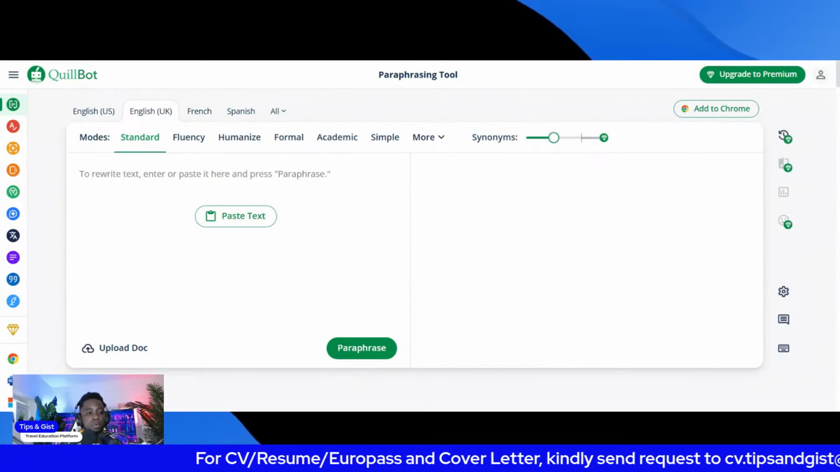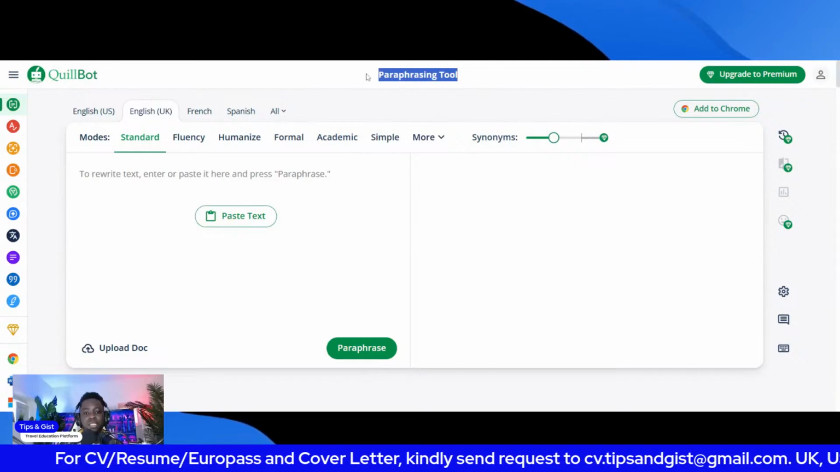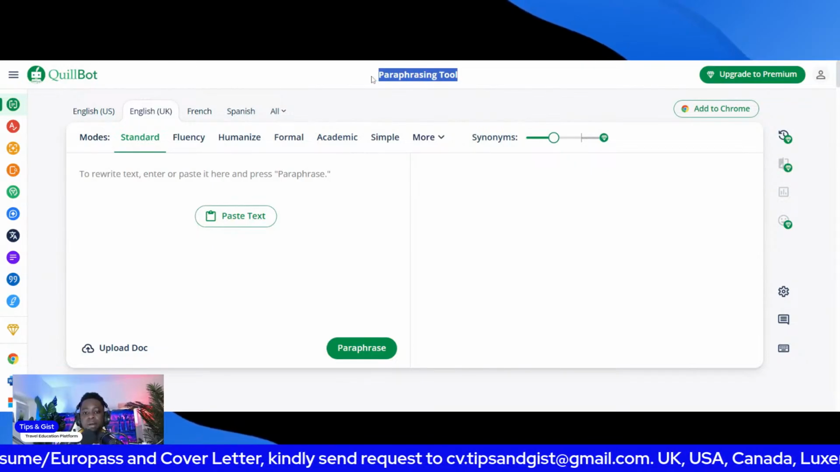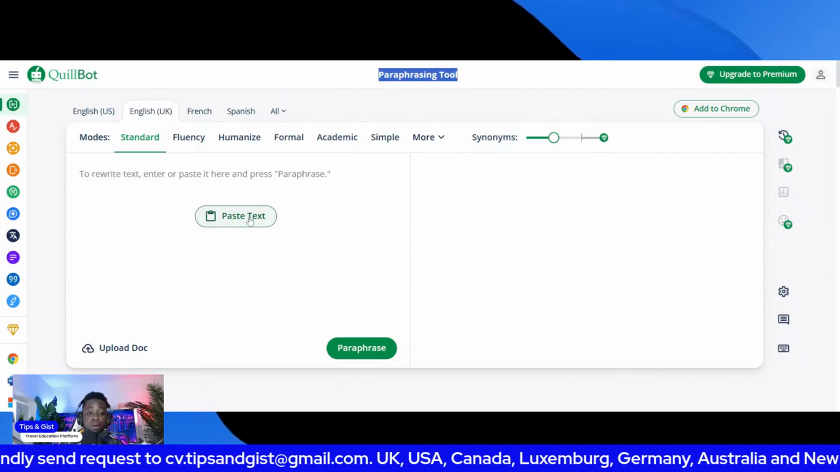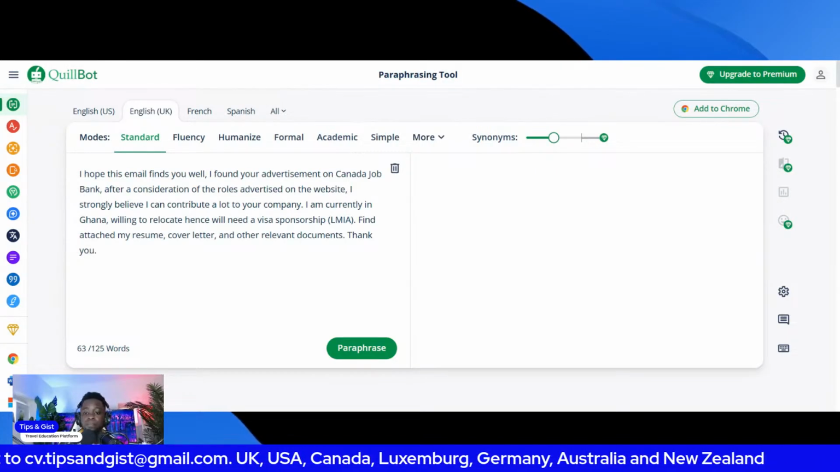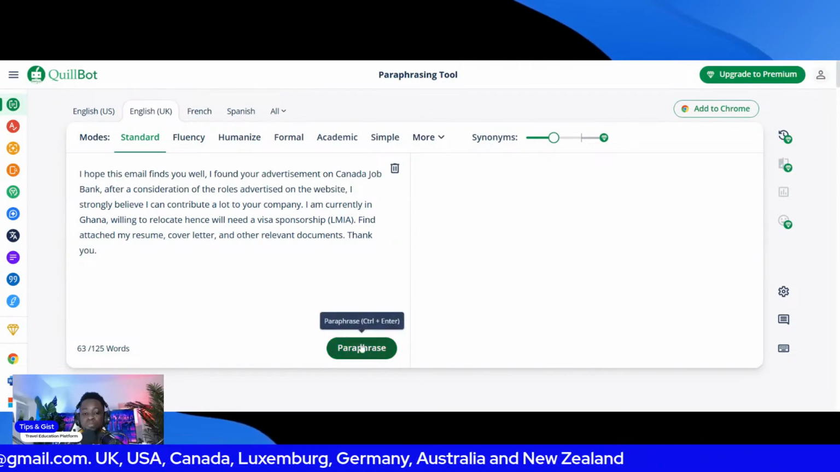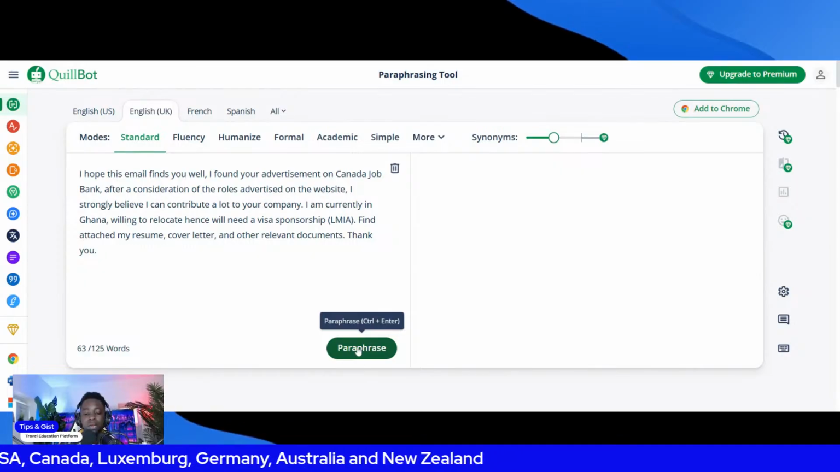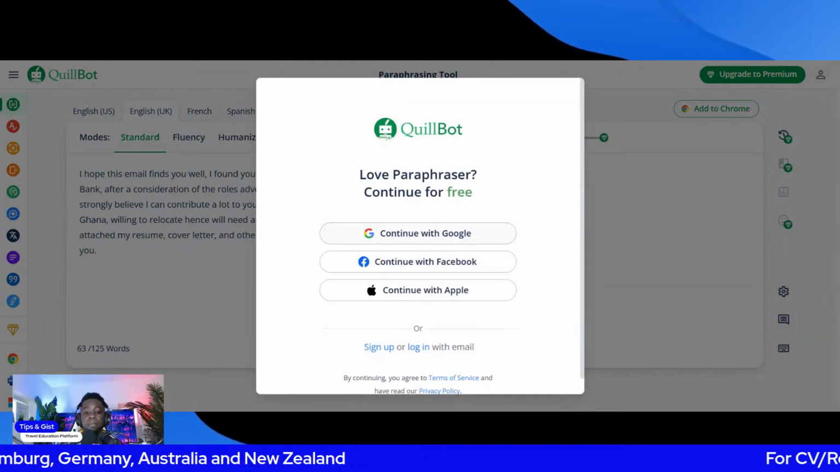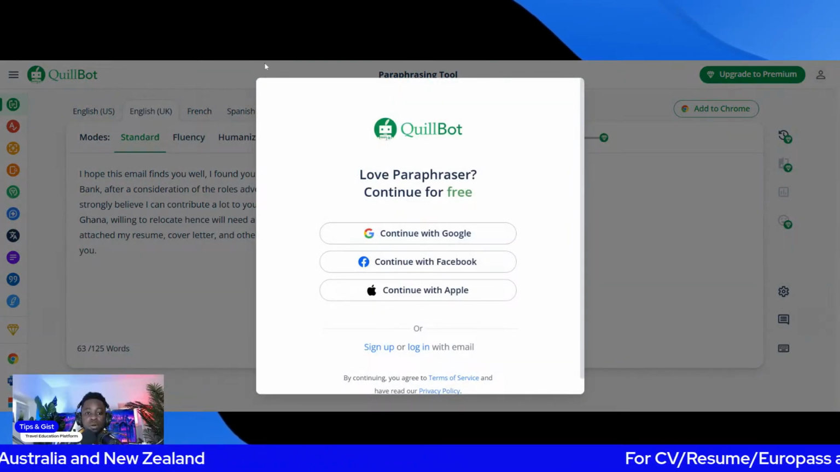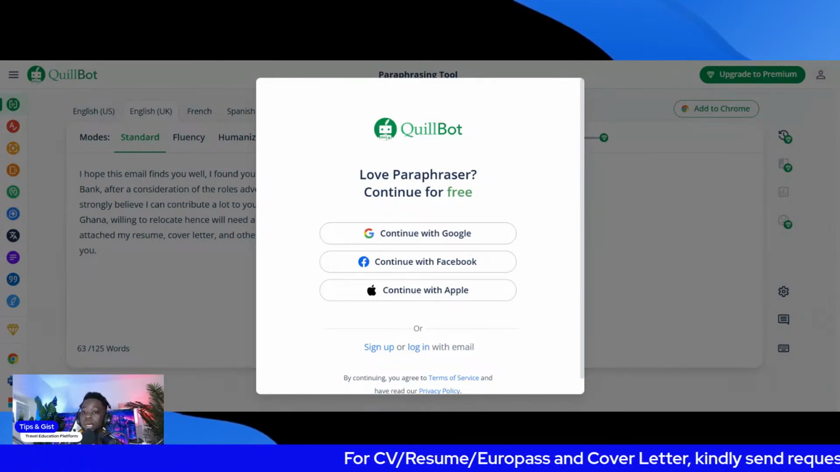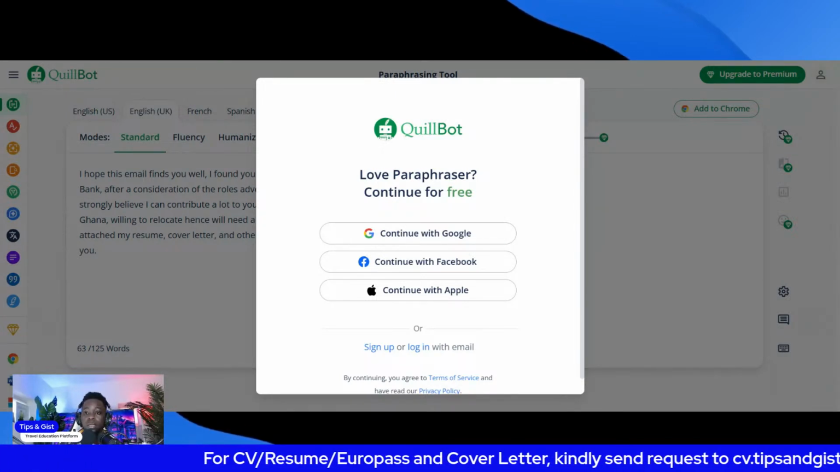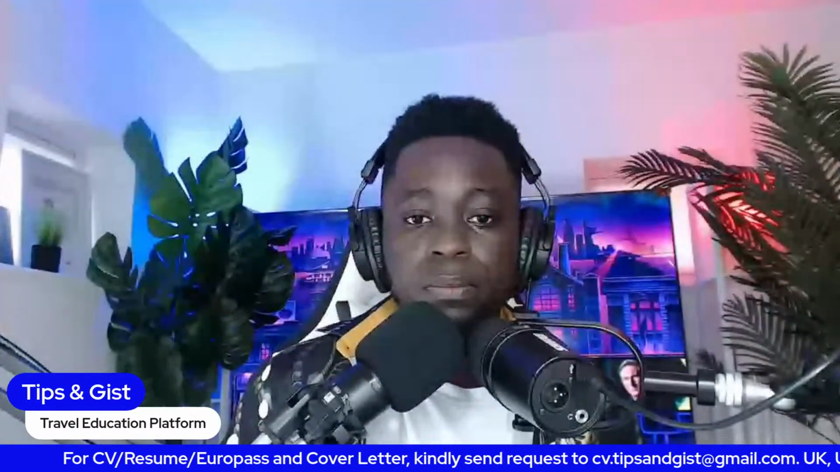So you can see the Quillbot, and this is the paraphrasing tool over here. Here they'll ask me to paste whatever I want to paraphrase. I click over there, and then I ask it to paraphrase for me. So I click on paraphrase. They're asking me to log in. All right, let me try and log in, and then I'll get back to you guys.